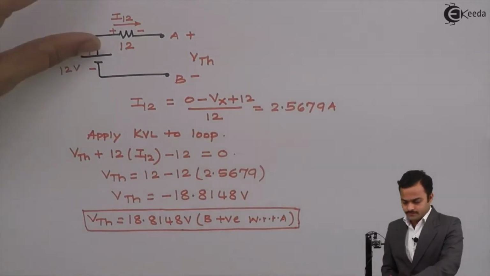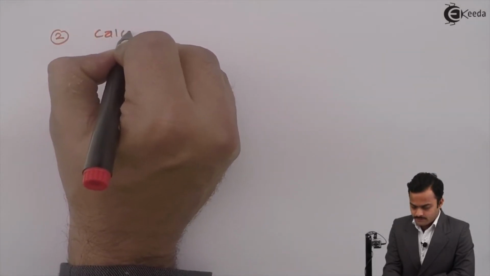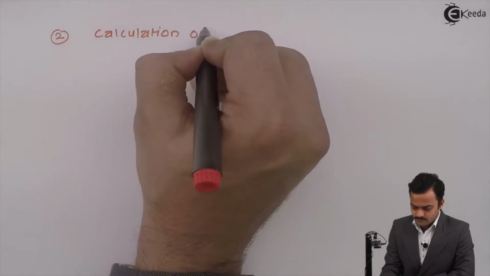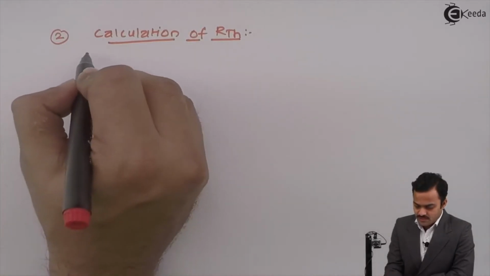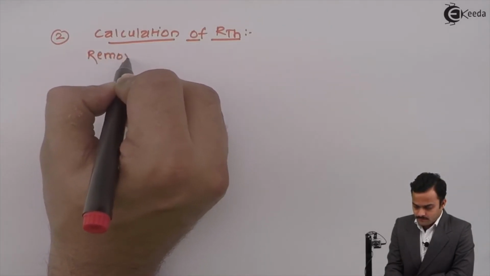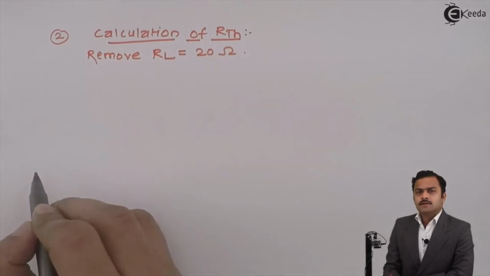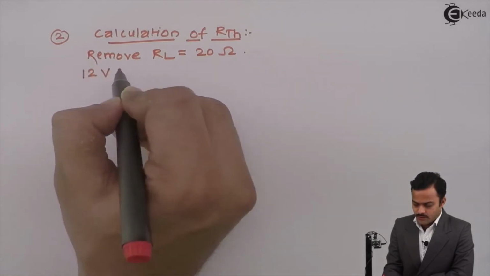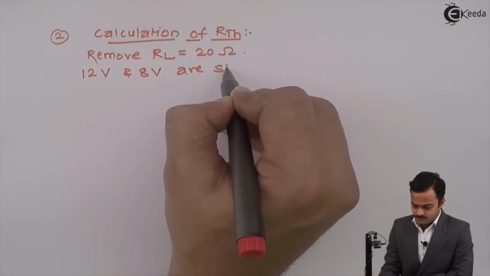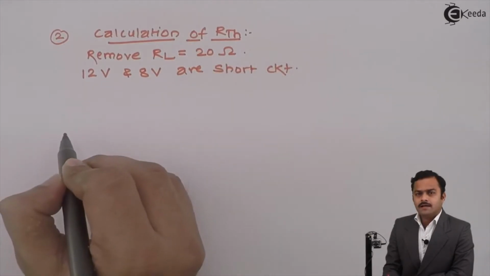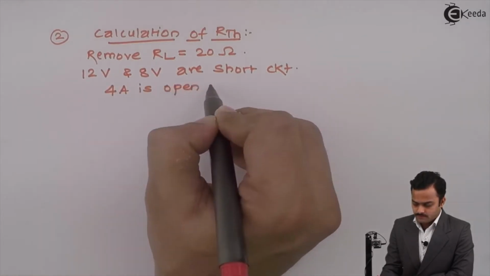Let's go to step number 2. In the second step, you are supposed to calculate RTH. There are three things we need to do. First, we need to remove RL, so in our case it is 20 ohm. Then here we have two voltage sources, 12 volt and 8 volt, that need to be short circuited. And a current source of 4 ampere is present, that we will open circuit.